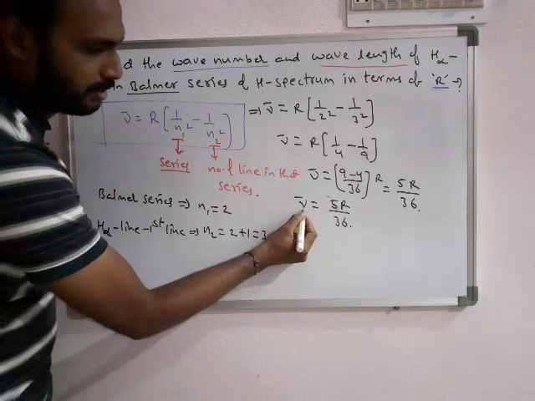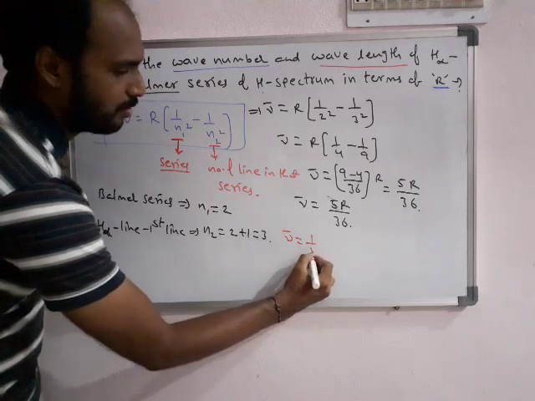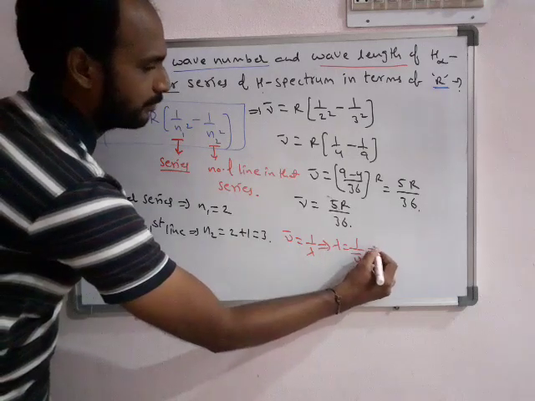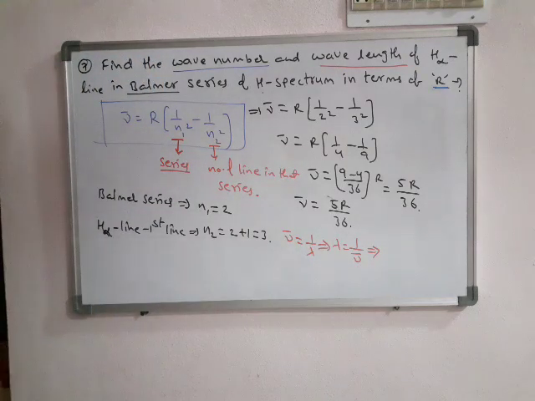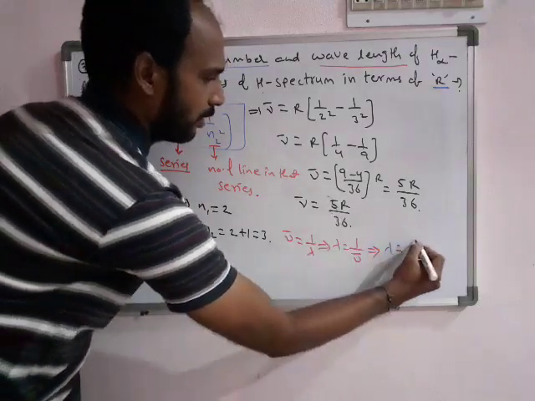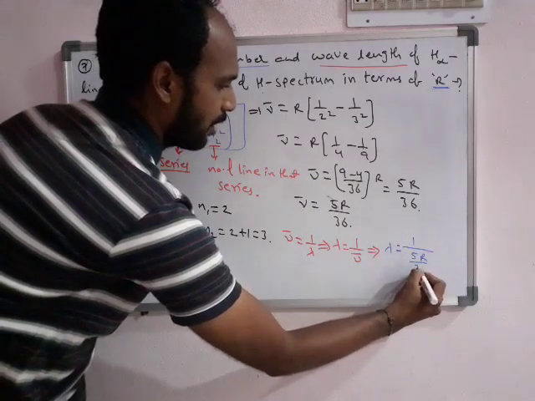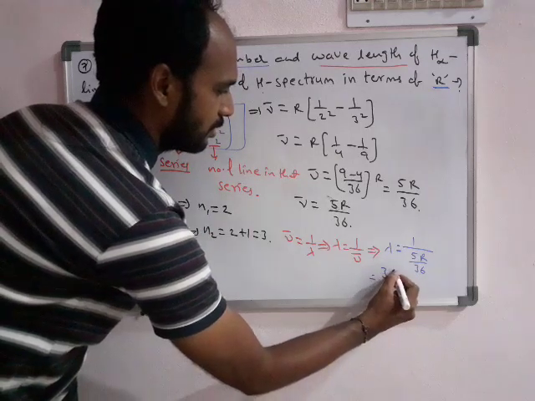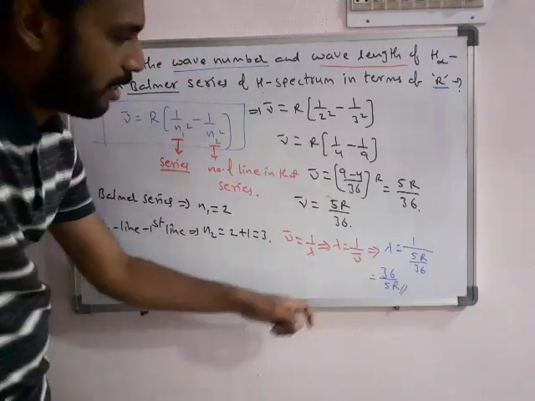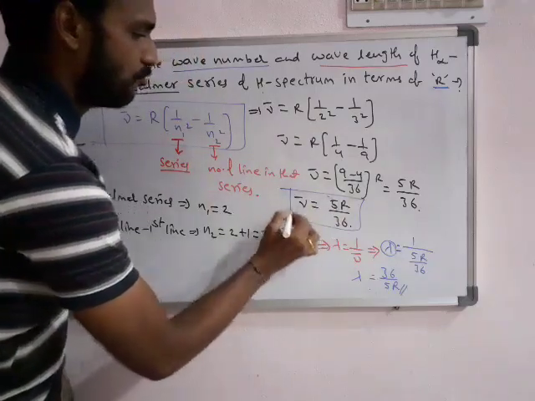So what is the relation between wave number and wavelength? Nu bar is equal to 1 by lambda, so lambda is equal to 1 by nu bar. Therefore here lambda is equal to 1 by nu bar. 1 by nu bar means 1 by 5R by 36, that is equal to 36 by 5R. So this is the lambda value. Okay, this is wavelength, this is wave number.